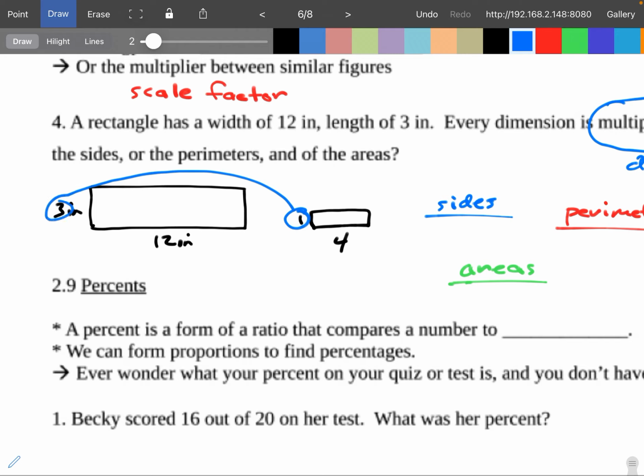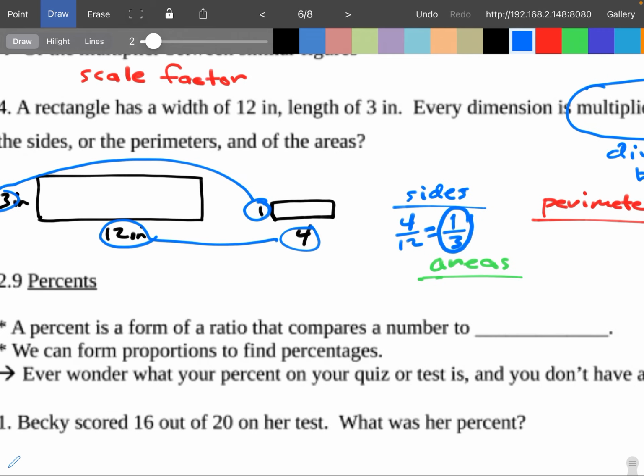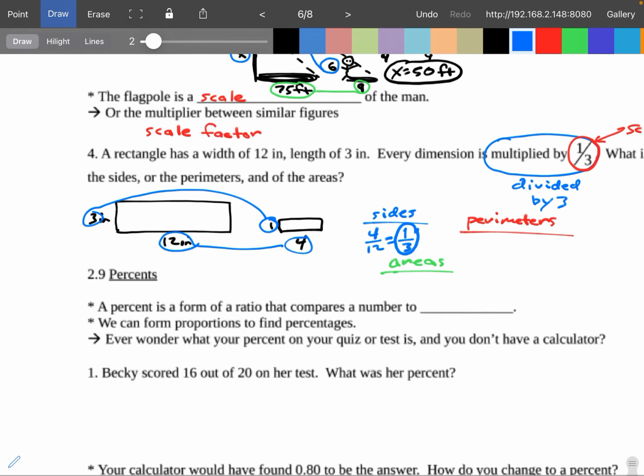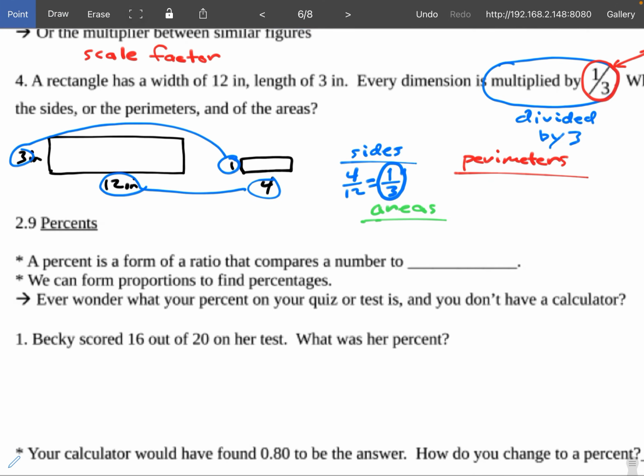Well, for the sides, we just match them up, right? So for the sides, you can see if you do 1 divided by 3, or if you do 4 divided by 12, you still get 1 over 3, right? And again, they're doing it little over big, right? So it would be little over big, it'd be 4 divided by 12, but that'd be the same thing as 1 divided by 3, right? So there's the scale factor for the sides.